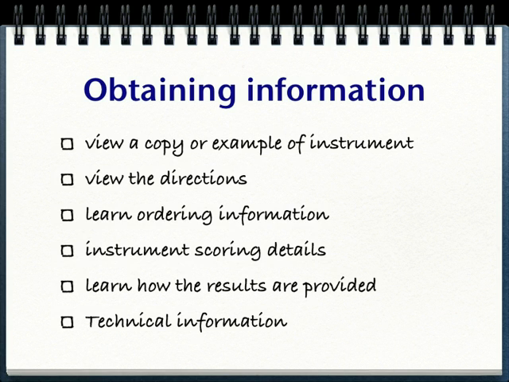Once you have identified potential instruments, the next step is to obtain more information on them from their publishers. First, you would want to get a copy of the instrument itself, maybe on a CD-ROM or an online version. But if you cannot receive an original copy, maybe just an example would be okay. Then get instructions for administering the instrument. You also want to get ordering information and price details.